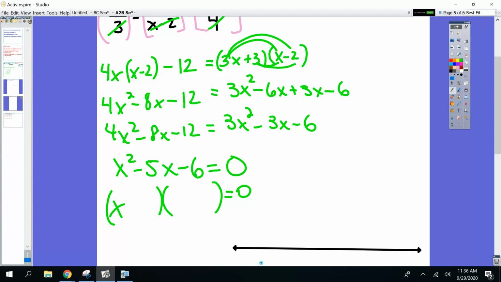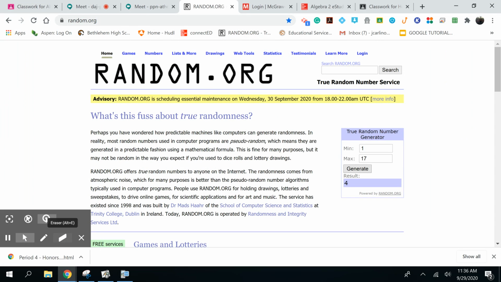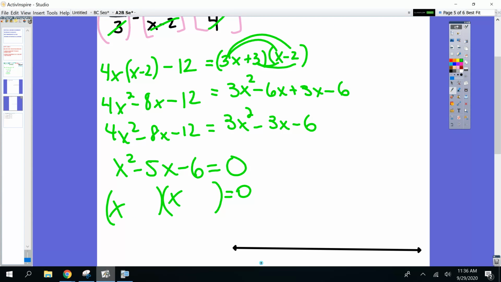What are my two numbers I'm looking for here? Be careful when you tell me. Make sure they add and multiply to what they should. Oh, 12. Hello, Dan.